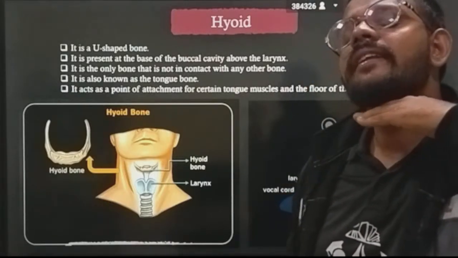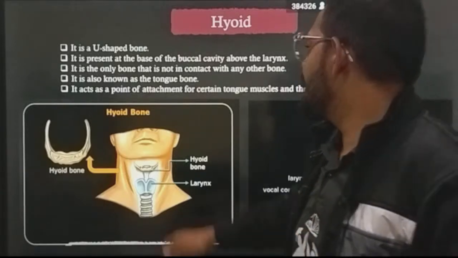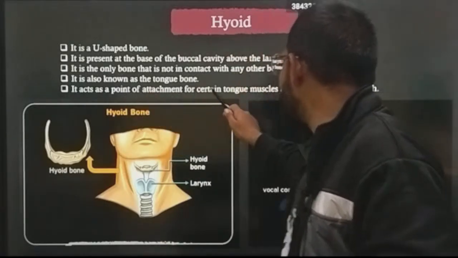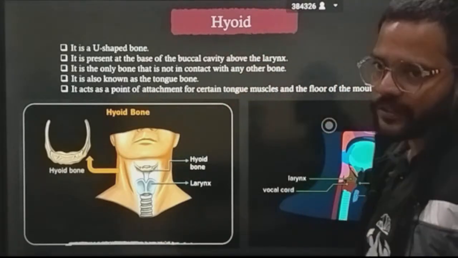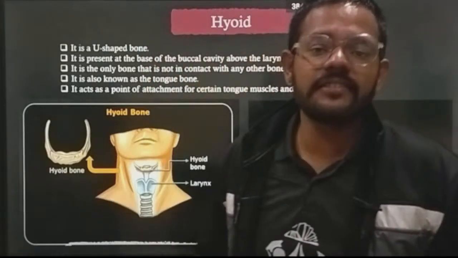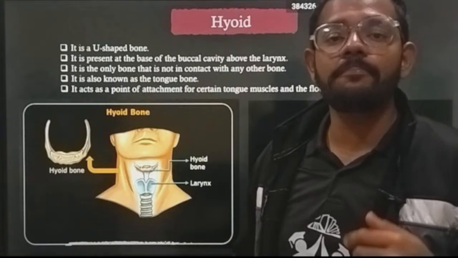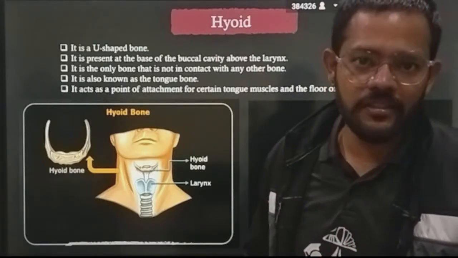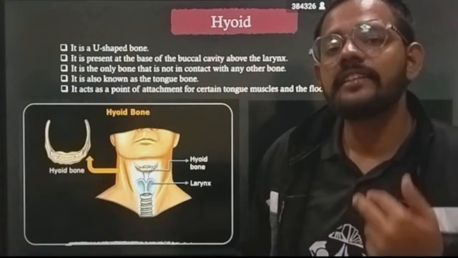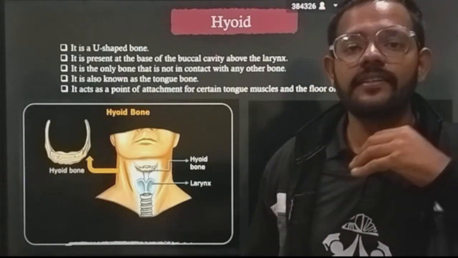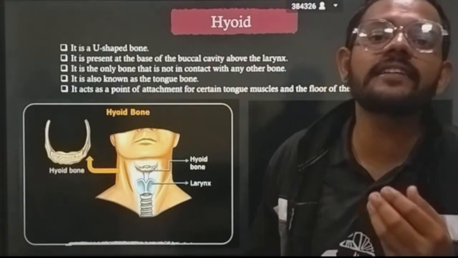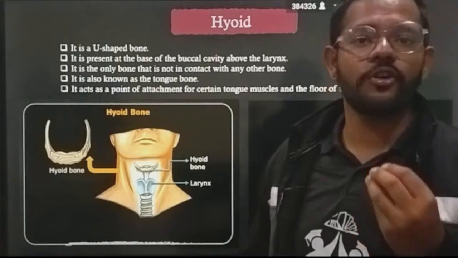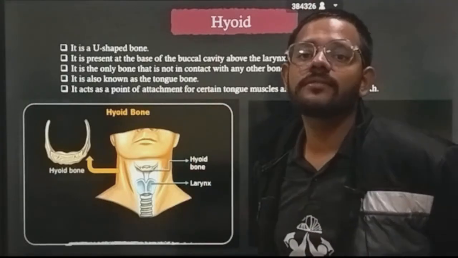So it is present downwards to here. Next, it acts as a point of attachment for certain tongue muscles and the floor of the mouth. Hypoglossus, glossopharyngeal, these different muscles, the hypoglossal muscle, the genioglossus muscle, these are different muscles present inside your mouth which supply your tongue and control the movement of your tongue. It is attached to this bone.